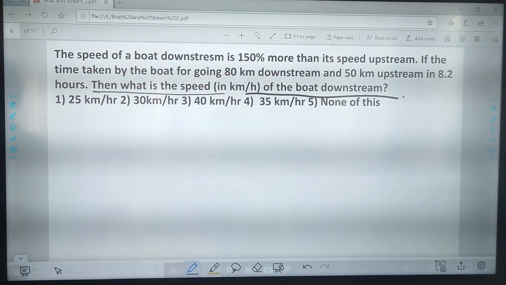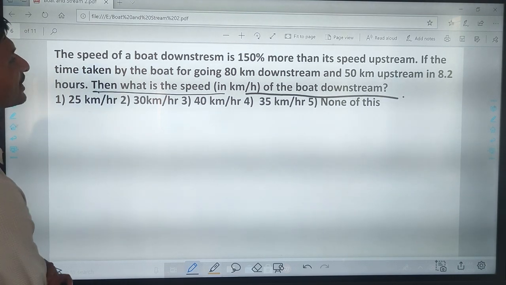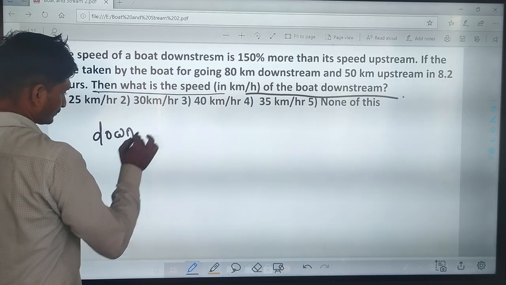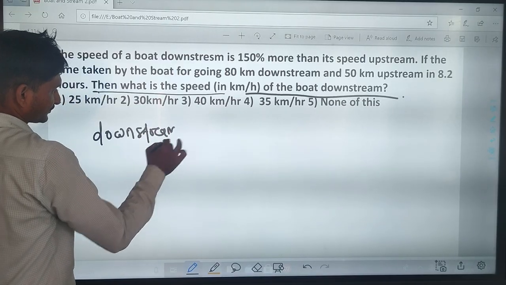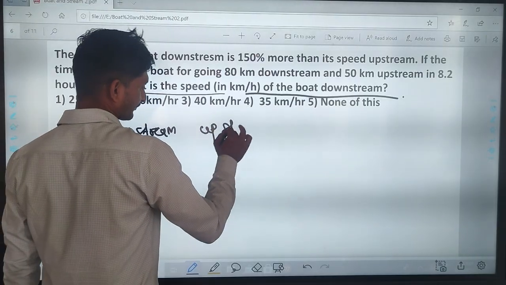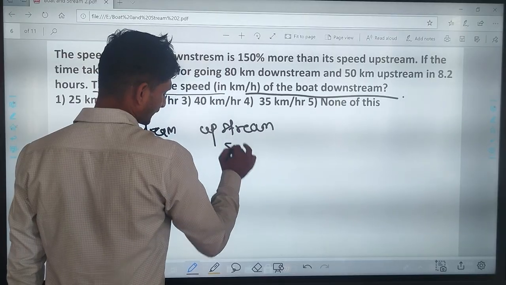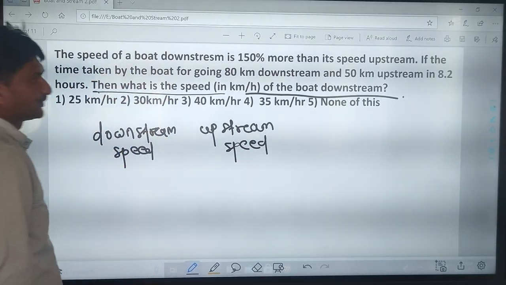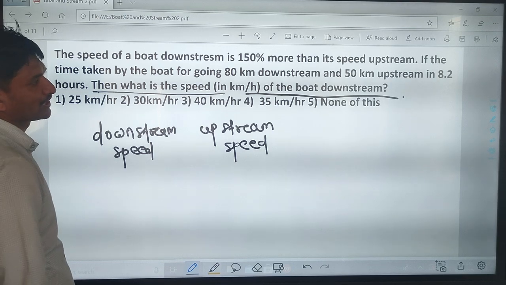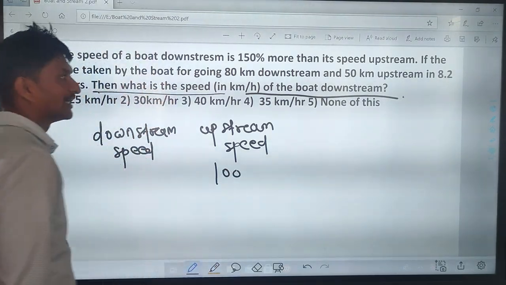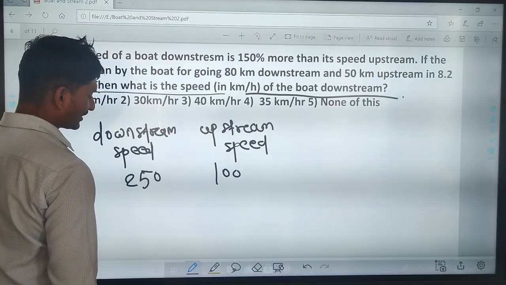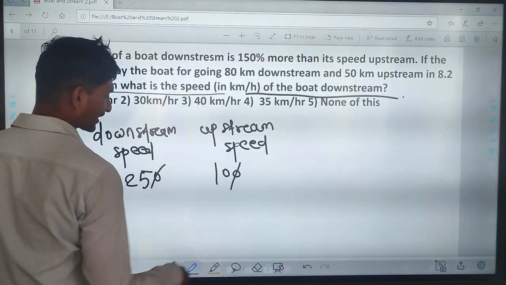Here the speed of the boat downstream is 150% more than the upstream speed. Here the upstream speed is 100, then the downstream speed is 150% more, that is 250. That is your proportion, and the 0 gets cancelled.